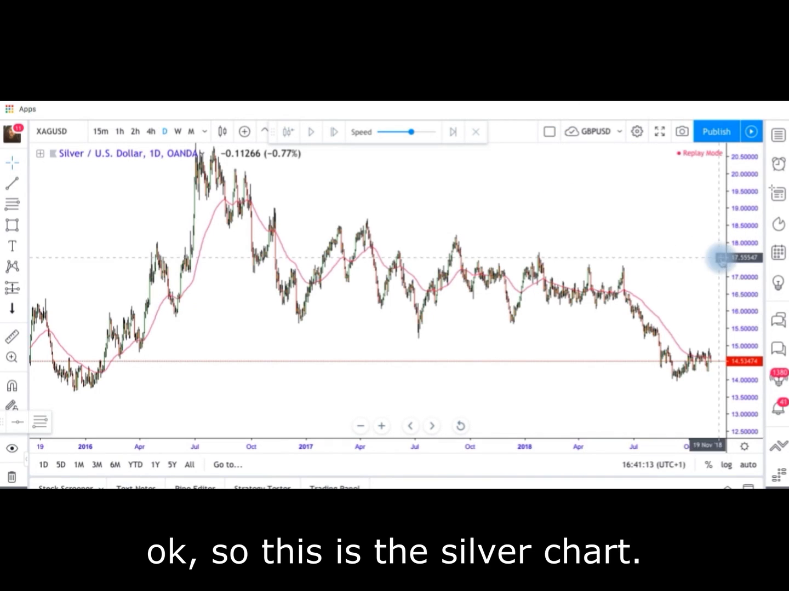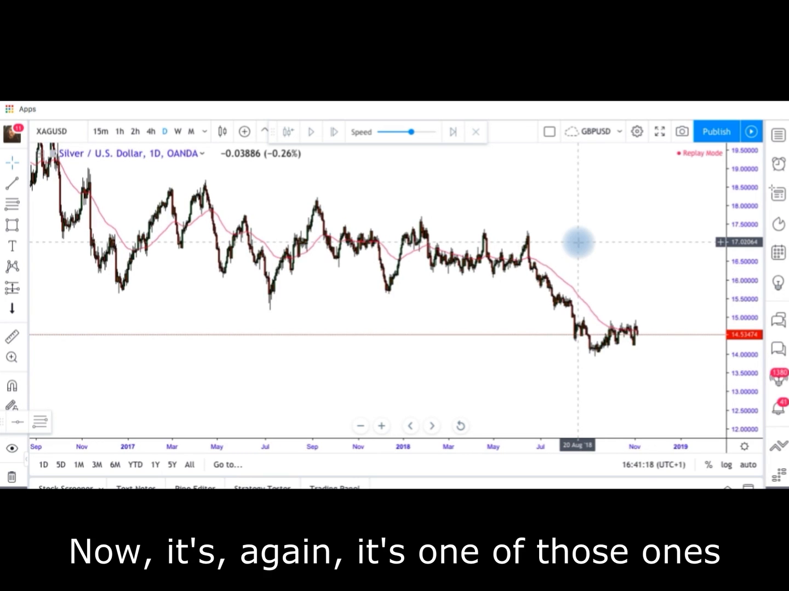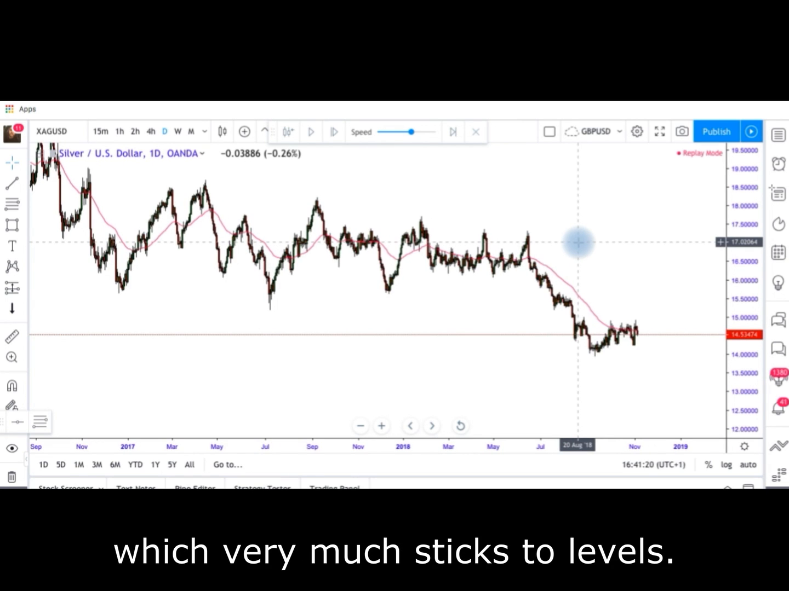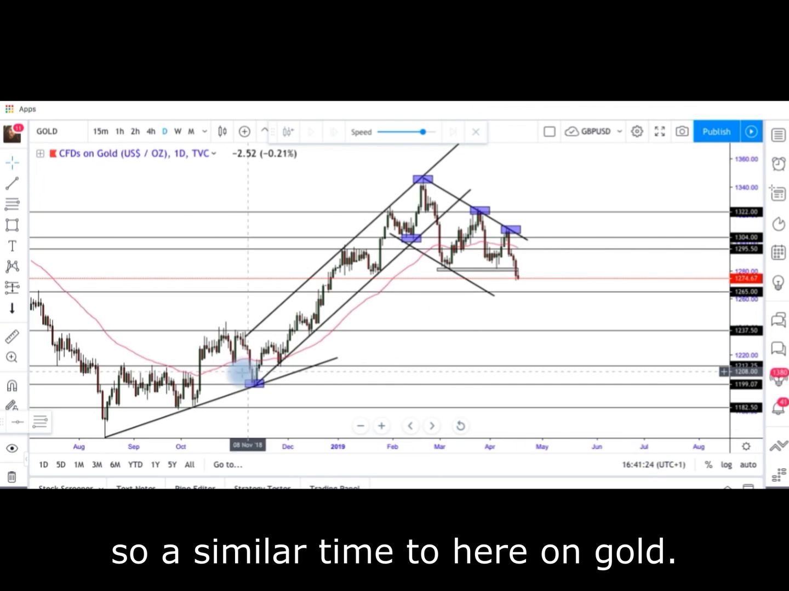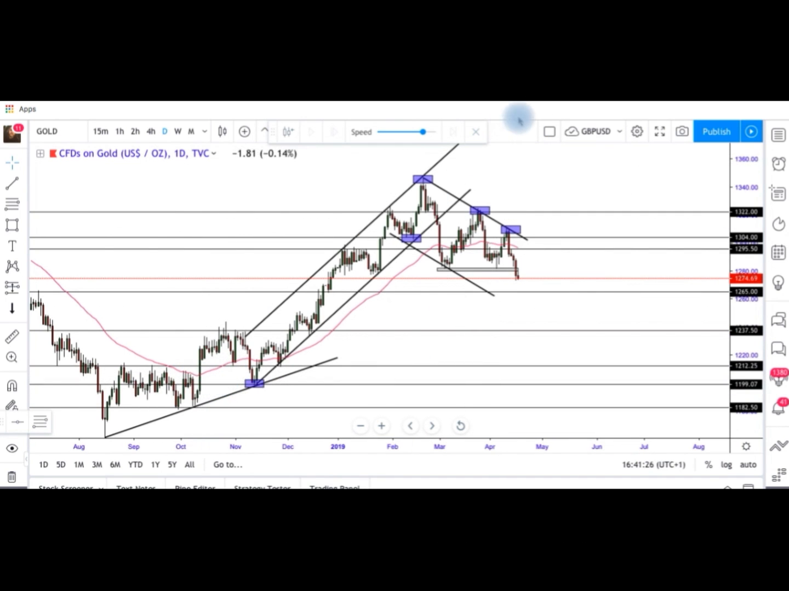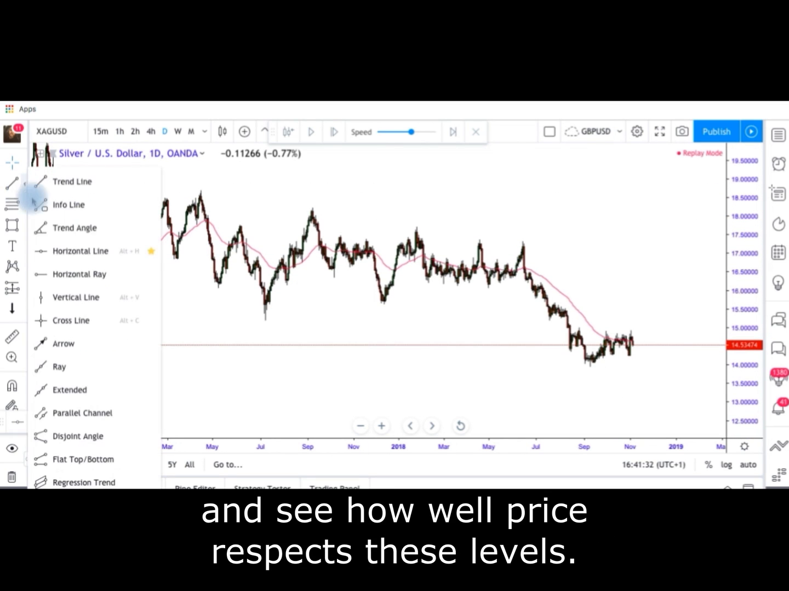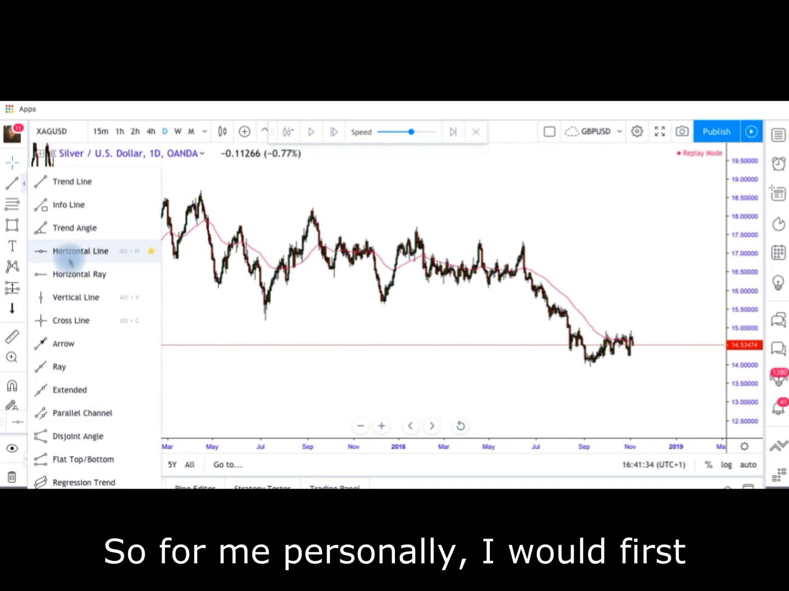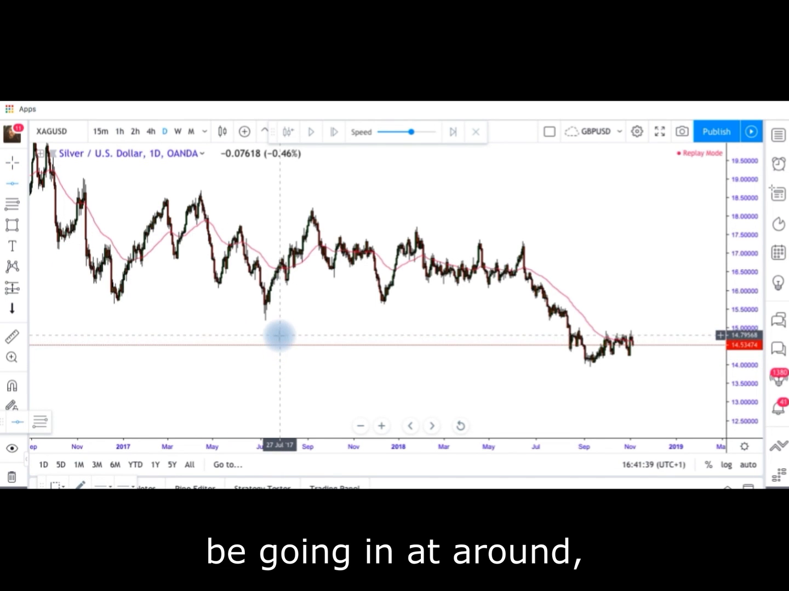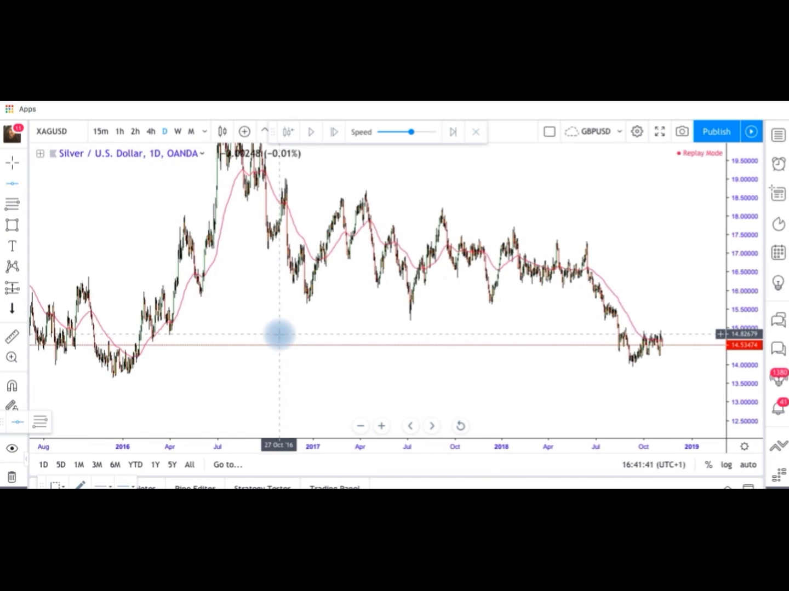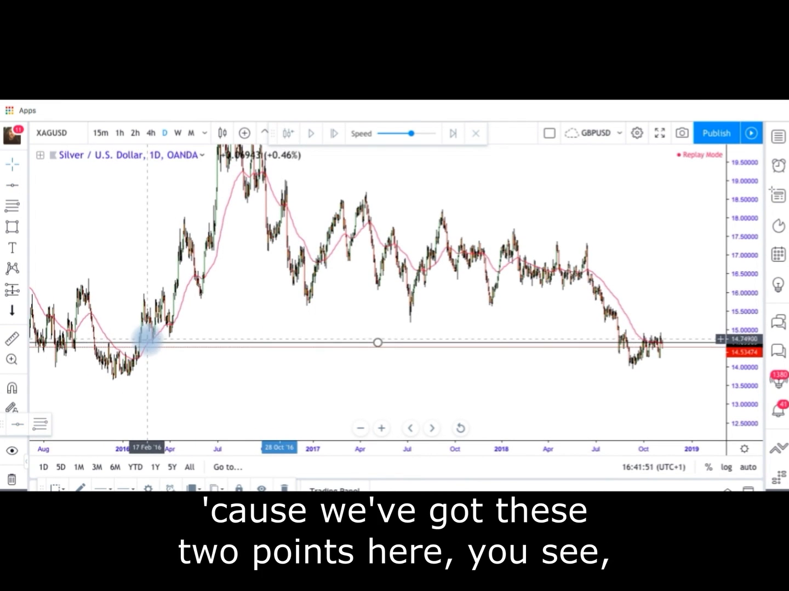Okay, so this is the silver chart. Now it's one of those ones which very much sticks to levels. We're back again around the beginning of November, so a similar time to here on gold. So let's plot some levels and see how well price respects these levels. For me personally, I would first be going in at maybe somewhere like here, because we've got these 2 points here, you see.